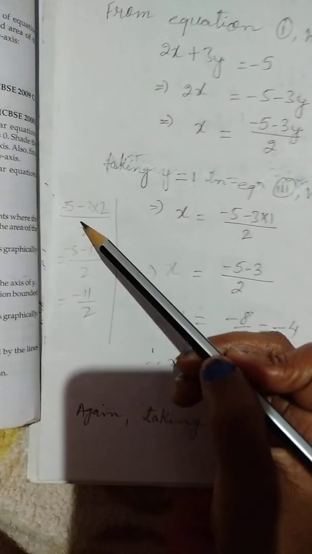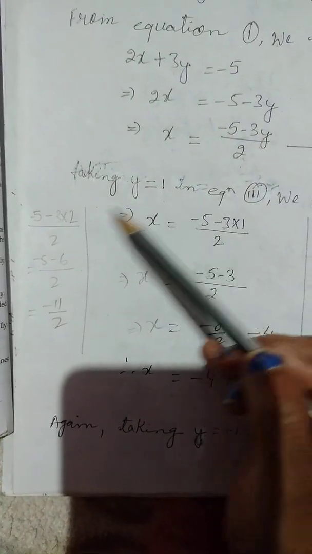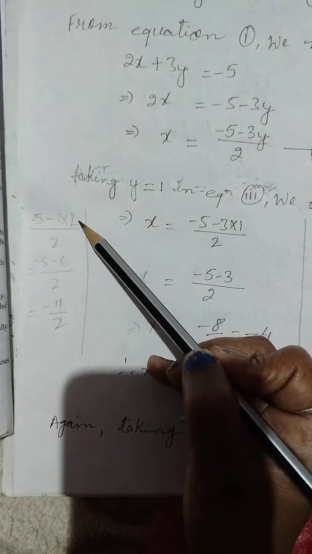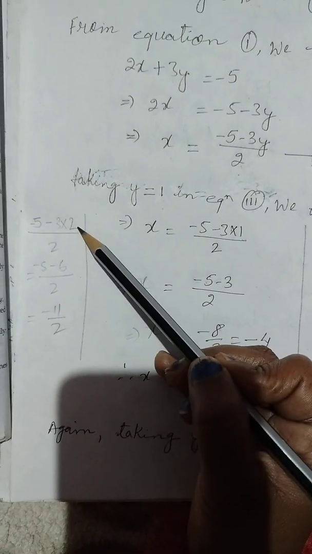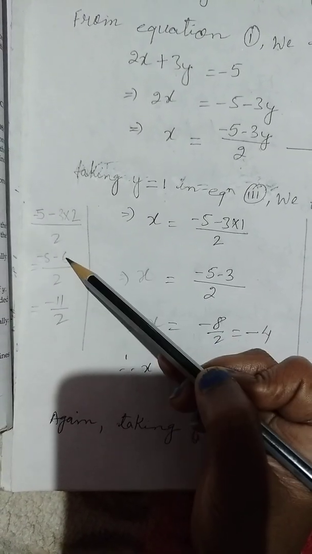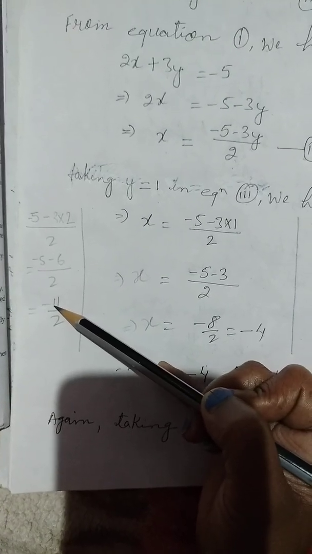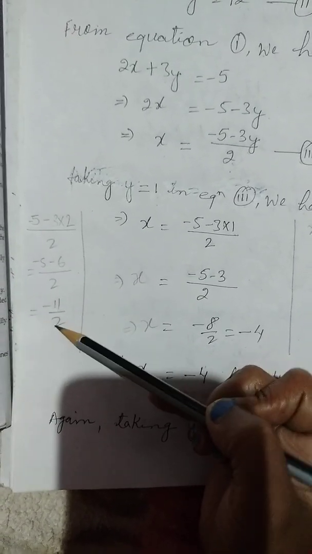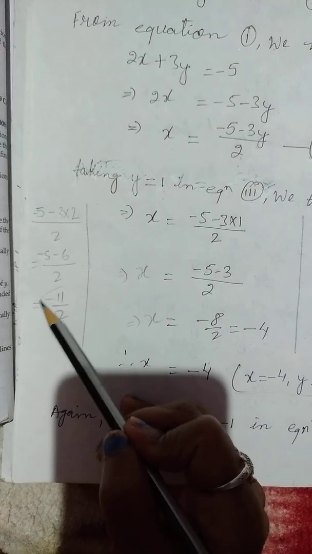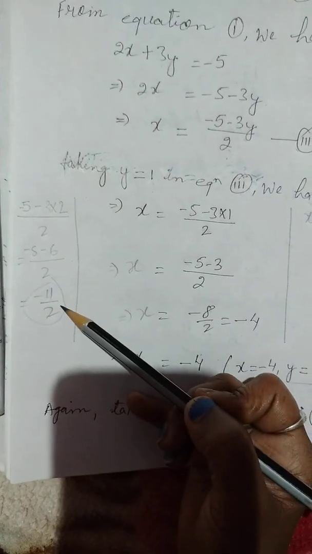Suppose I just took here, in place of y, 2. Let's see what will happen. Minus 3 into 2 will be minus 6. Minus minus plus, so we are getting 11. 11 by 2 is not divisible. If the answer is minus or plus, that's okay, no problem.